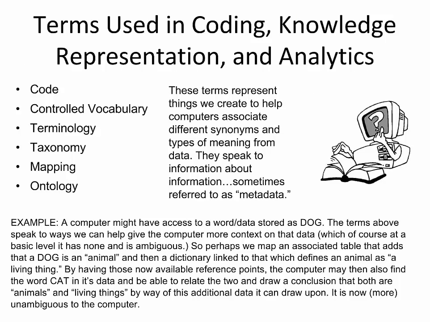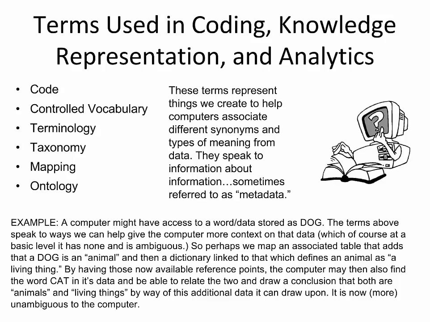There are many terms used in coding, knowledge representation, and analytics, including code, controlled vocabulary, terminology, taxonomy, mapping, and ontology. These terms represent things we create to help computers associate different synonyms and types of meaning from data. They speak to information about information, sometimes referred to as metadata.